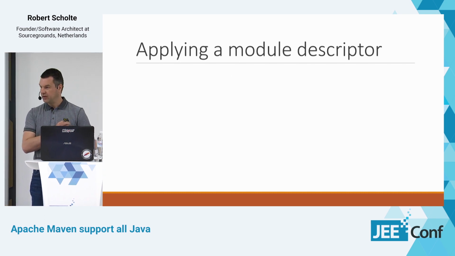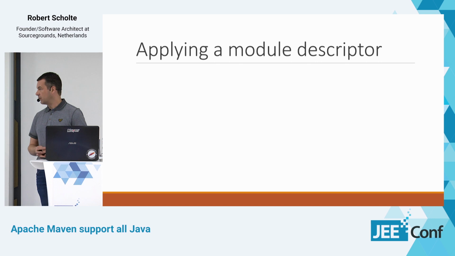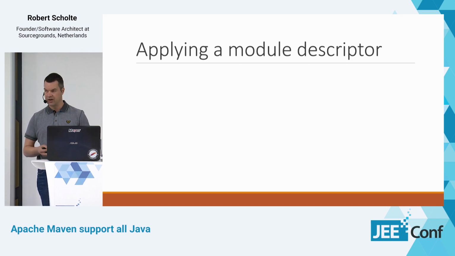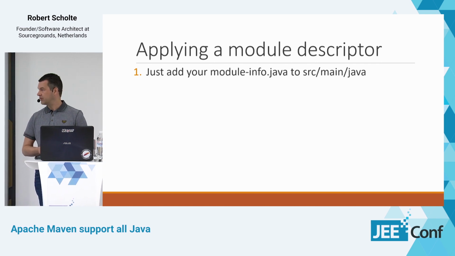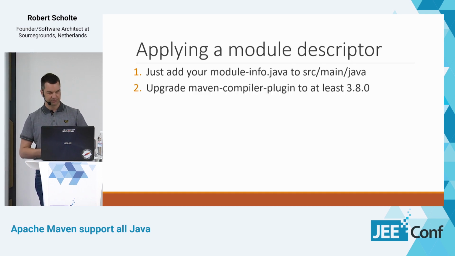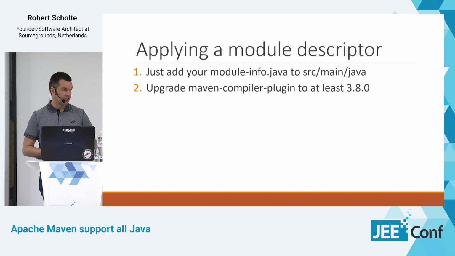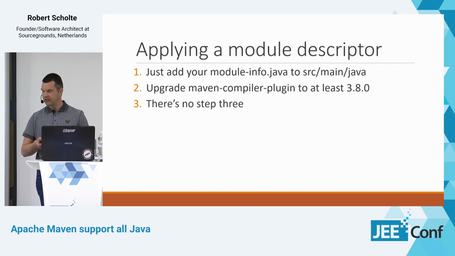Then, one thing that came together with Java 9 is, of course, the whole modular system. And one of the things we wanted to have is a good solution for you Java developers to adopt this as easy as possible. So we have 3 steps. The first step is simply add your module descriptor, it's the module-info.java file, to your source main Java, so to the source root of your project. Next, you need to upgrade the Maven compiler plugin to 3.8.0. And this is a plugin which is forwards compatible. So in case you are going to work with Java 14 or 15, it doesn't matter. This compiler understands the whole module descriptors. Step 3, there's no step 3.